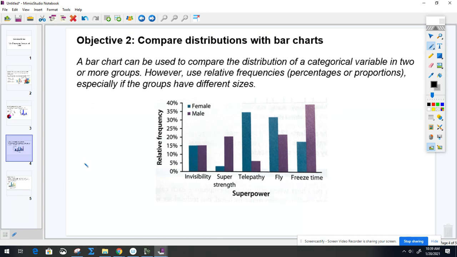side-by-side bar chart. Okay, so a bar chart can be used to compare the distribution of a category variable in two or more groups. However, we're going to use relative frequencies, the percentages or proportions, especially if the groups have different sizes. So this is where you can see that this is broken up into two groups, female and male. Now, it doesn't tell how many of each there are, but you can see that the relative frequency or the percentage of each is shown. So blue being female and purple being the male. And you can compare and analyze the data.